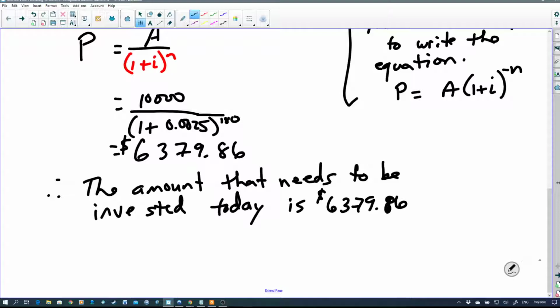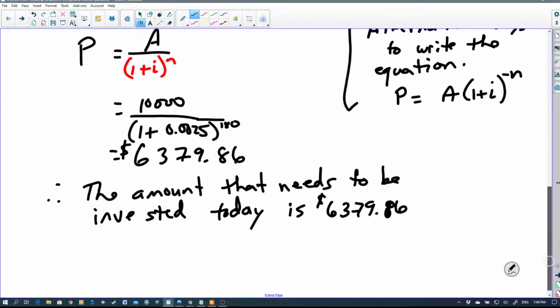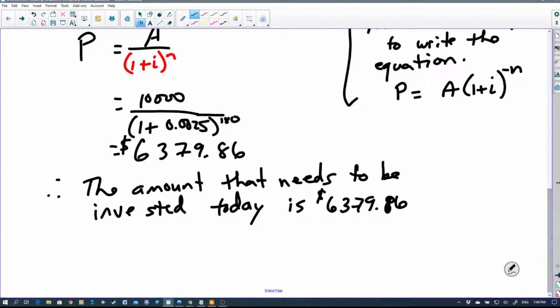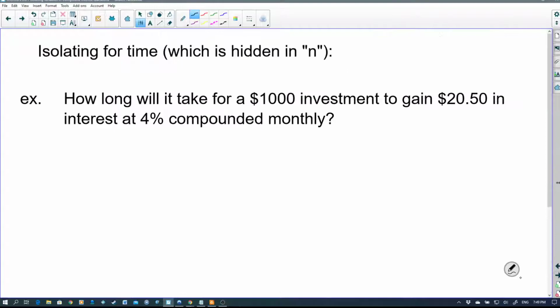All right, so that's the first type of question that you will have to isolate variables for. These are called present value questions, and it's just getting used to the way that they're written. What happens if I ask you to isolate for time? Now, the time value in compound interest scenarios is hiding inside of the n variable.